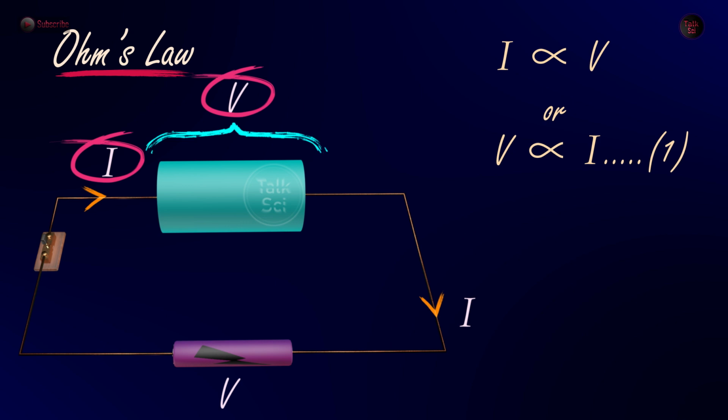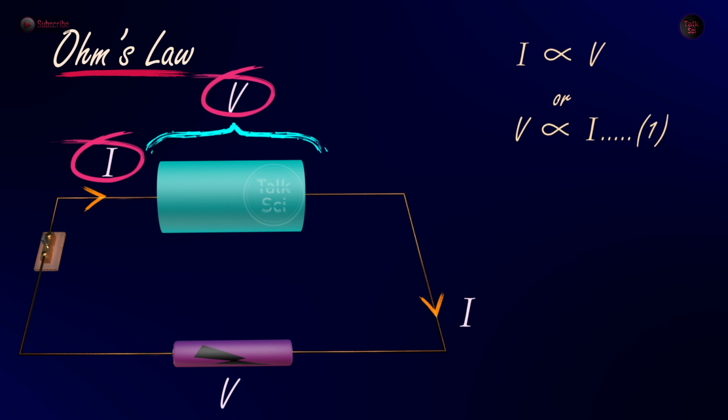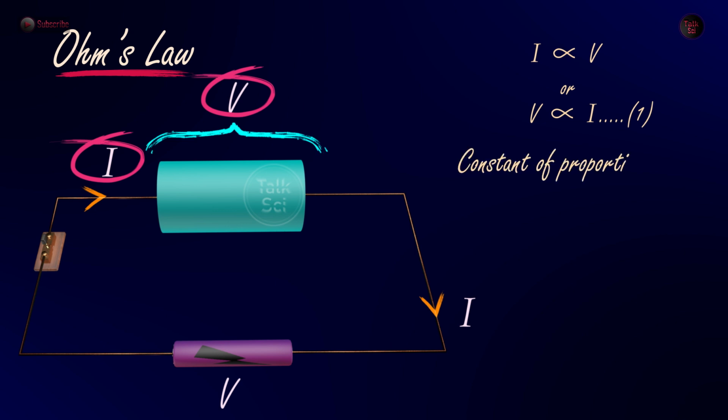When two variables are directly proportional to each other, if one variable increases, the other variable also increases, and if one decreases, the other decreases. Here we can say that if voltage or potential difference increases, current increases, and if voltage decreases, current decreases. You know, when two variables are proportional to each other, then in order to define their relationship, we have to introduce a proportionality constant.